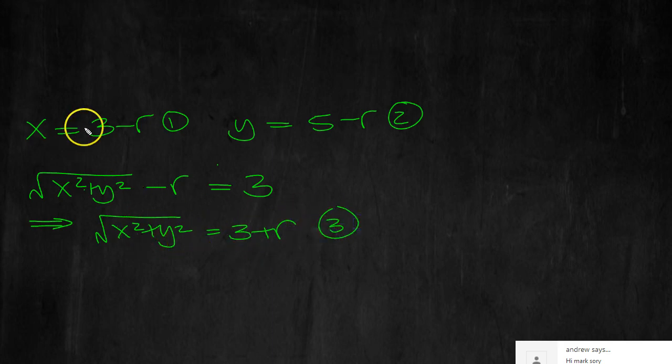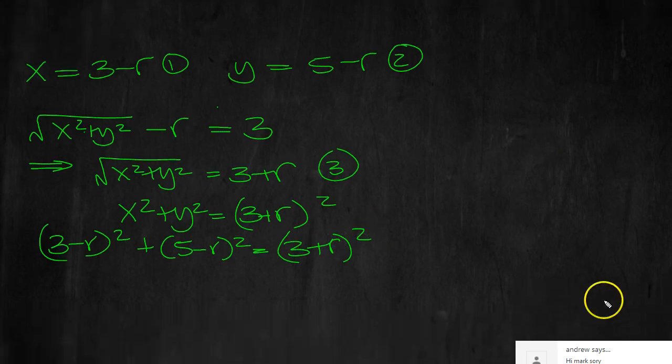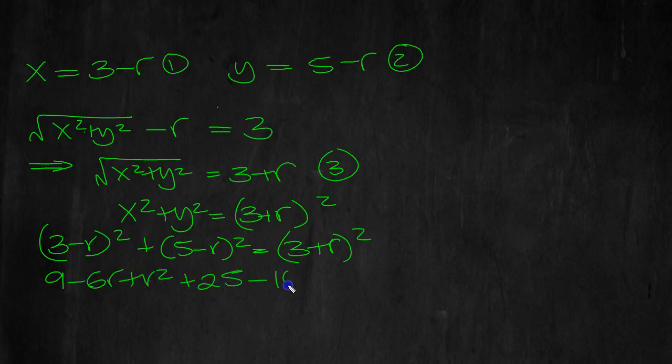So we should be able to sub x and y in and get an equation in r if we square both sides. X squared plus y squared then is equal to 3 plus r all squared. X squared, 3 minus r squared, plus y squared, 5 minus r squared is equal to 3 plus r squared. That's what we've got then. That's good. 9 minus 6r plus r squared plus 25 minus 10r plus r squared is equal to 9 plus 6r plus r squared. So the r squareds cancel here and here.